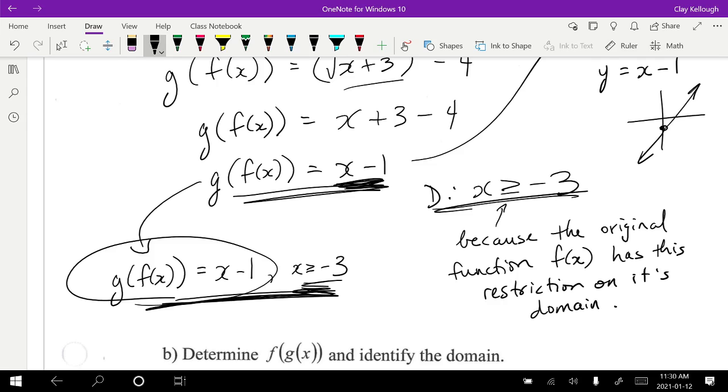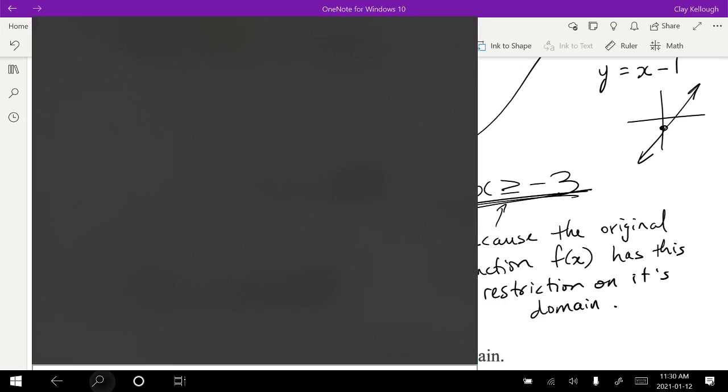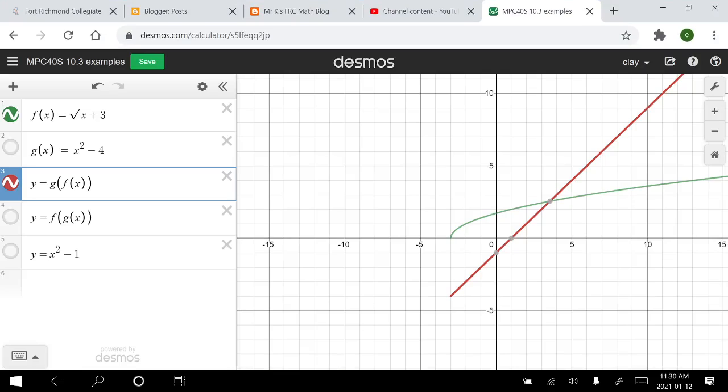Okay, so any questions about that? Do you get how the domain on this one has a restriction? Why? Well, again, as you can see in the graph, the original function that we put together with the second function doesn't go any further left than -3, so it still can't go further than that, even when we glue those two functions together. Okay, so any question about that?